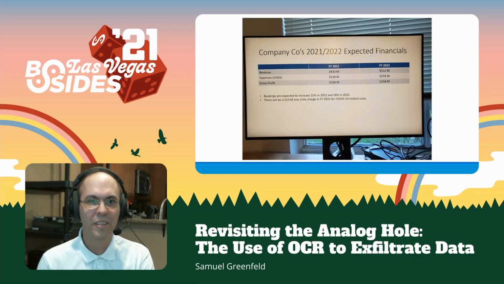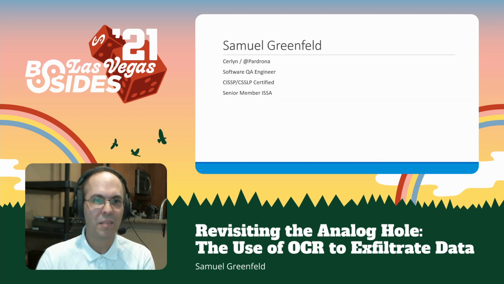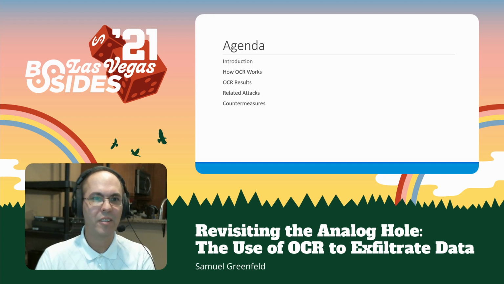The analog hole refers to the fact that despite the fact we use digital signals and encryption nowadays, data has to be eventually provided in an analog format that can be heard or seen by an end user. I'm Samuel Greenfeld. I've been a software engineer for quite some time. I've been CISSP certified for 11 years now. I'm here to talk to you about how optical character recognition can be used to extract data from an environment. In this talk, we'll have an introduction to optical character recognition, discuss how OCR works, look at some results, consider some related attacks, and also consider some countermeasures.